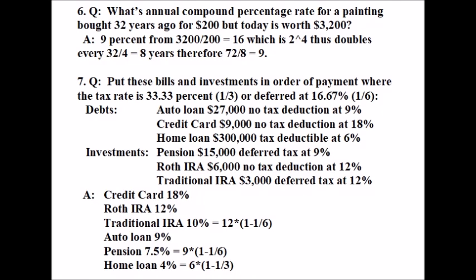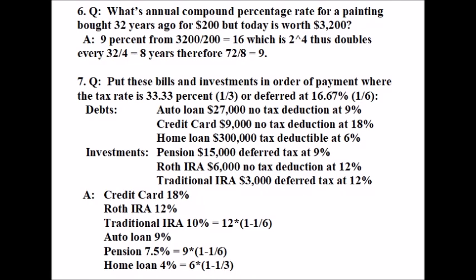Let's see, 2, 4, 8, 16. So that means it doubled 4 times in that 32 years. So that means it doubled every 8th year. Now there's something called the rule of 72. That means the rate as a percent times the number of years will equal the number 72 if it is a doubler. Well, let's see. 8 years into 72, 9. That means 9%.